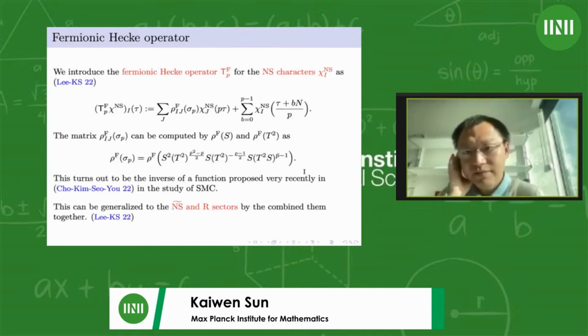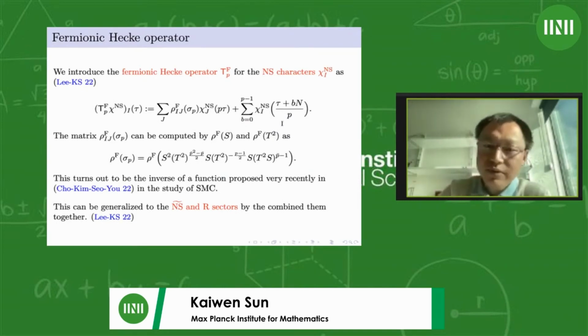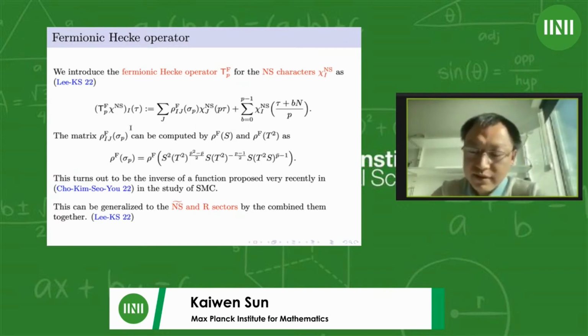Right, so now let me give you the definition of our new fermionic Hecke operator. This Hecke operator is very similar to Harvey and Wu's Hecke operator. It acts on the NS characters of fermionic rational CFTs to give the NS characters of another fermionic rational CFT, and the only change here is that the transfer matrix, rho sigma p, is defined by only using the T-squared generator and the S generator.